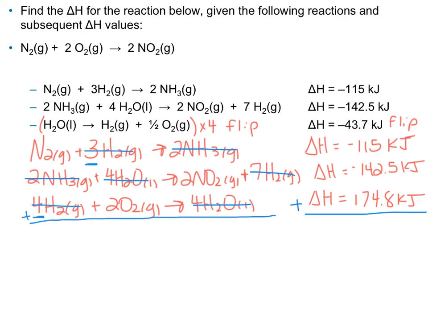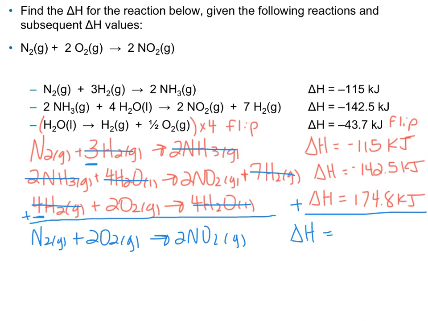So then all I have left is my target equation, which is N2 plus 2O2 yielding 2NO2, and the delta H comes out to be a negative 82.7. Again, thinking about significant figures, looking at least number of places past the decimal, I want to round that up to a negative 83 kilojoules. And that's Hess's law.